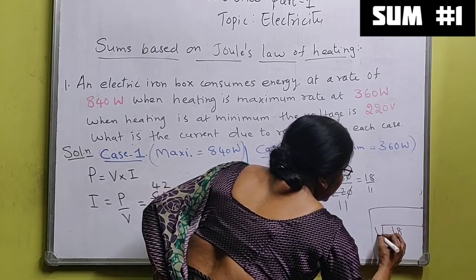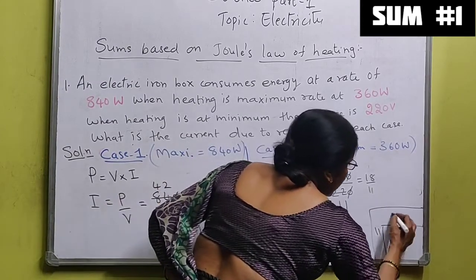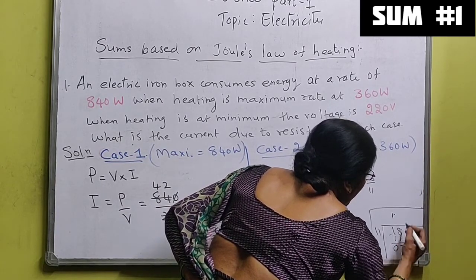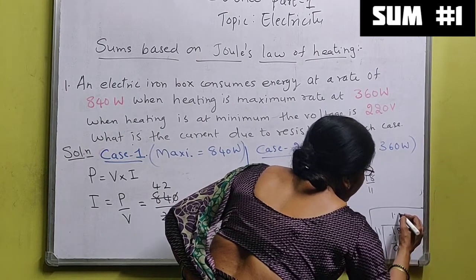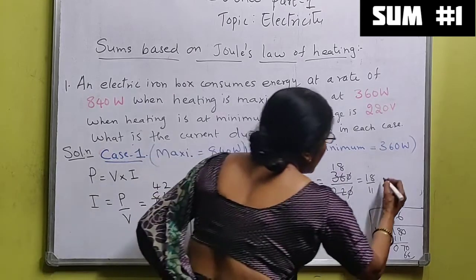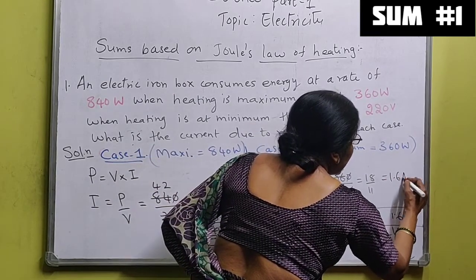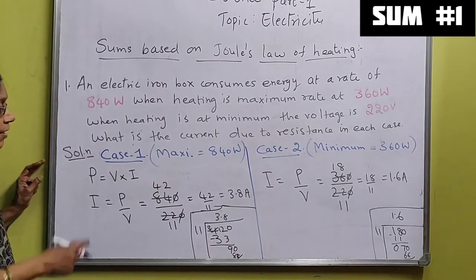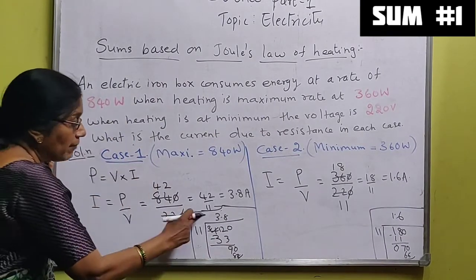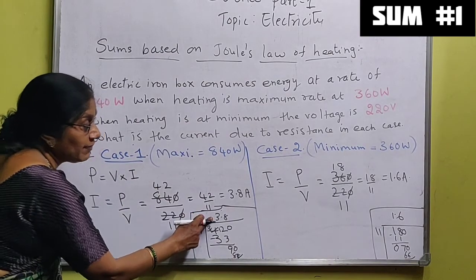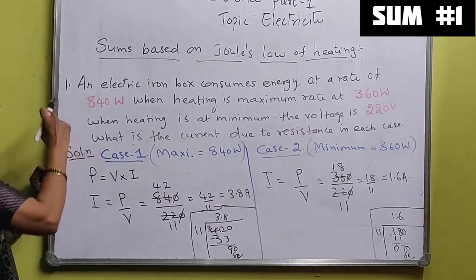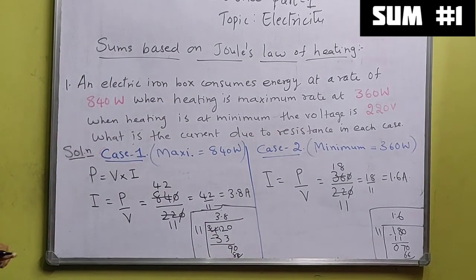Let us try to divide and find out what is the answer. 18 will go inside, 11 will come outside. 11 ones are 11. 8 minus 1 is 7. 11 sixes are 66. So one place of decimal. So we got the answer as 1.6 ampere. So you can see in this sum, if the heating is maximum, the amount of current used is also maximum. If heating is minimum, the amount of current used is also minimum. This is what we see regarding this sum.